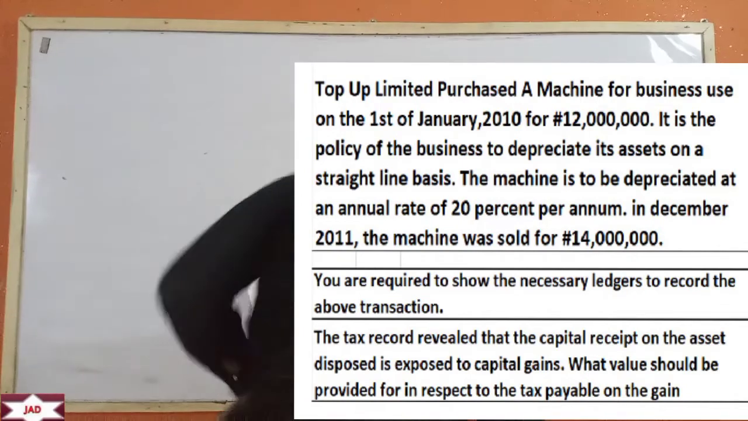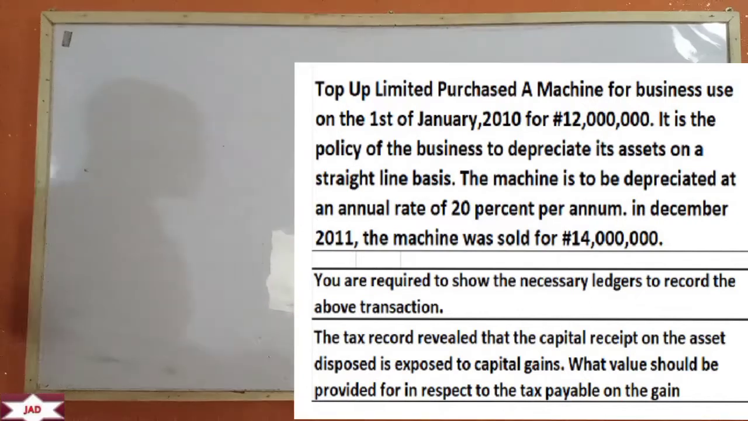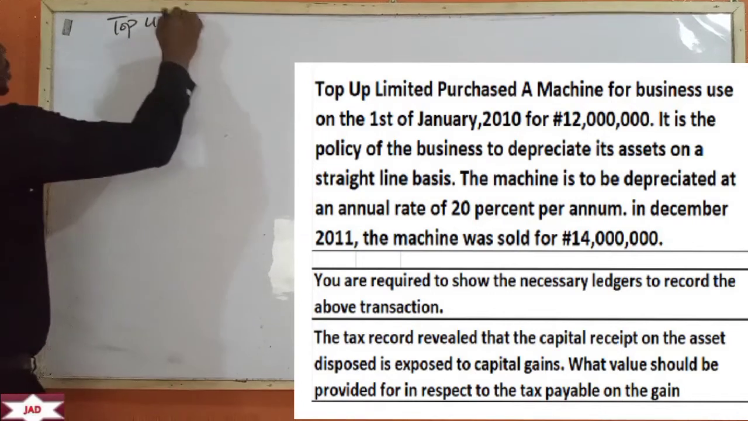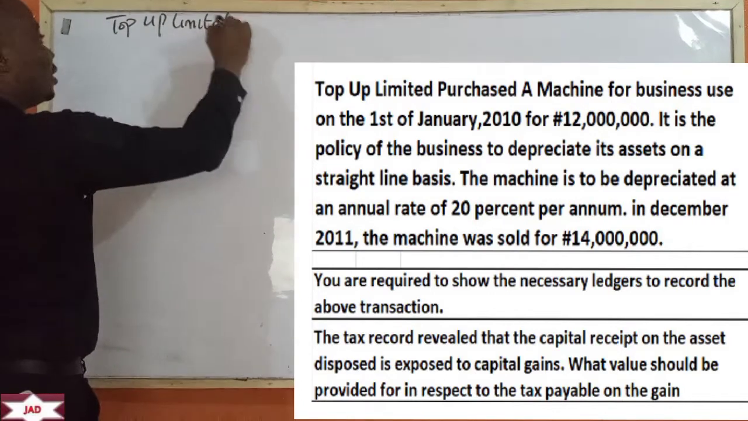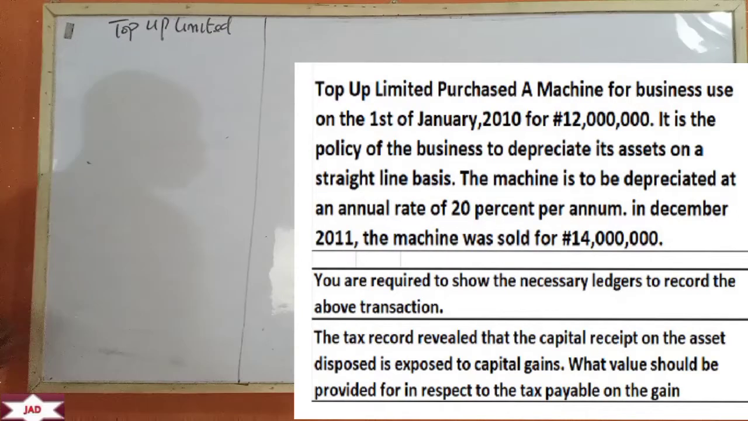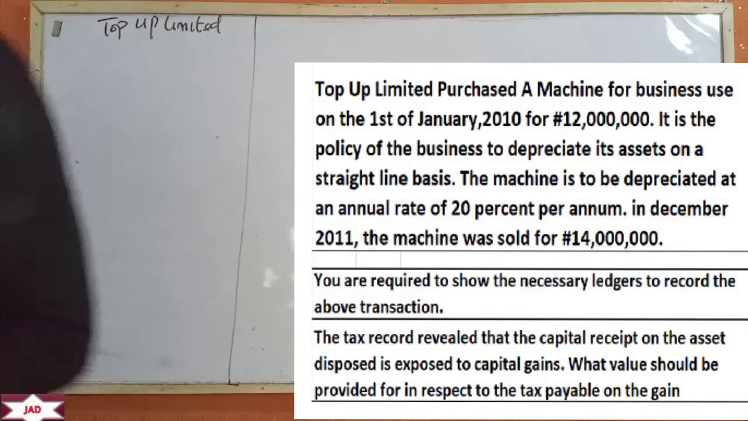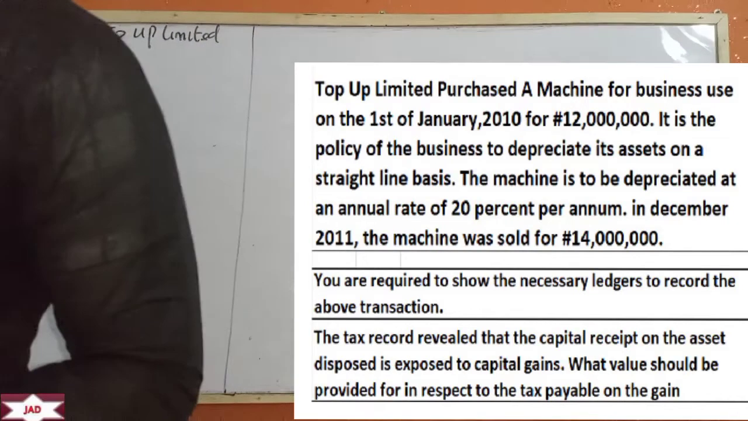All right, so what do we have? Top Up Limited. Okay, so what happened there? They said a machine for business use on the 1st January 2010 for 12 million was purchased.